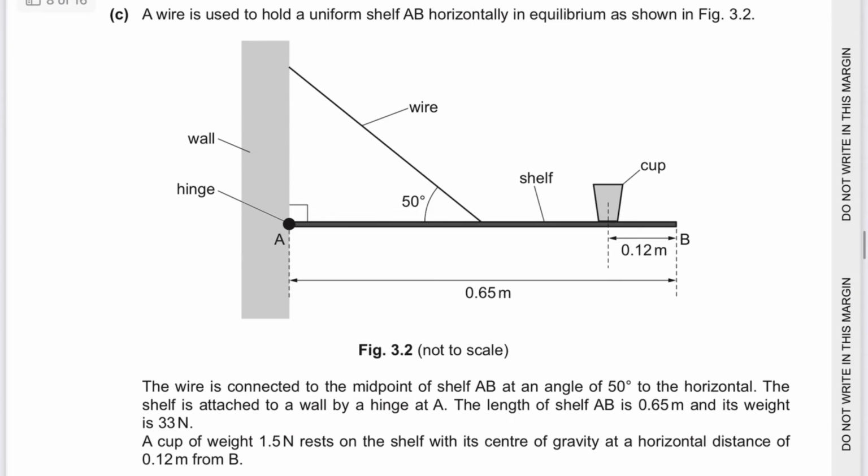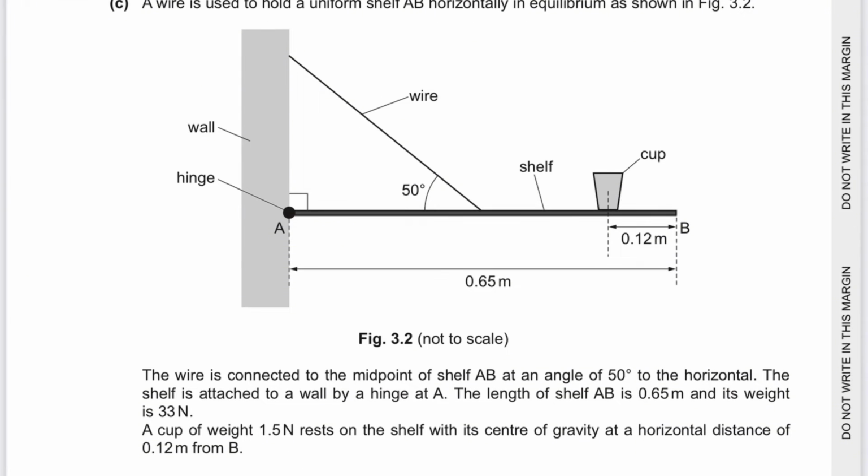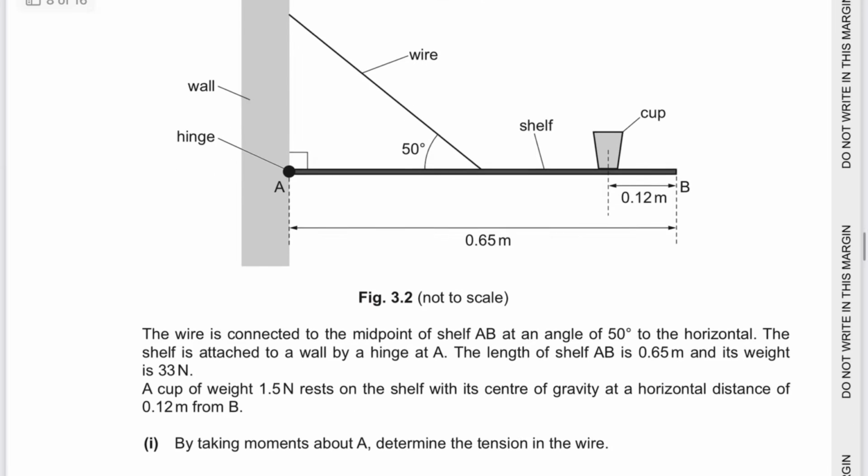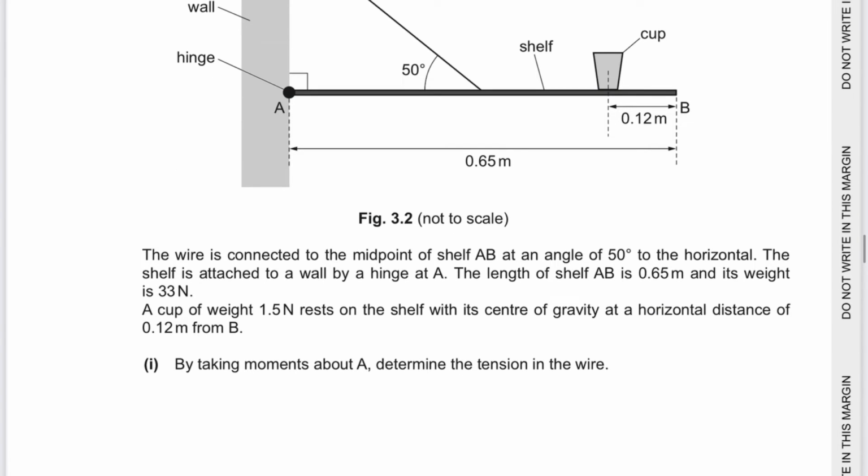A wire is used to hold a uniform shelf AB horizontally in equilibrium as shown in figure 3.2. The wire is connected to the midpoint of the shelf AB at an angle of 50 degrees to the horizontal. The shelf is attached to a wall by a hinge at A. The length of shelf is 0.65 meters and its weight is 33 Newton.